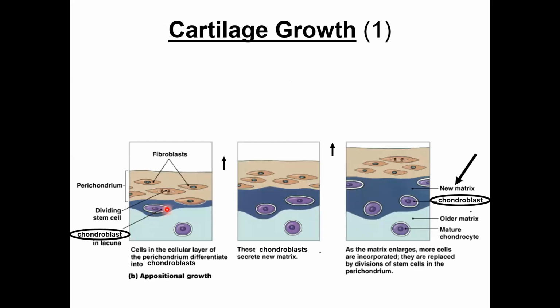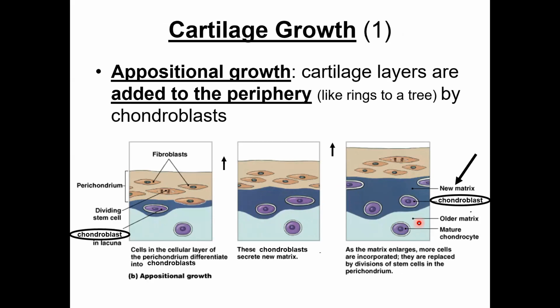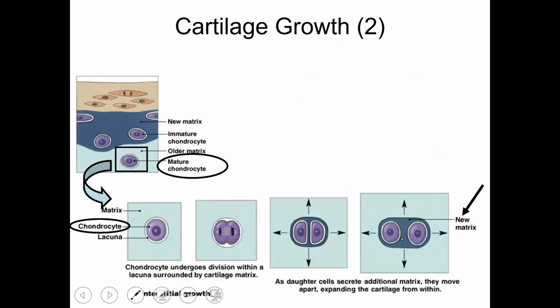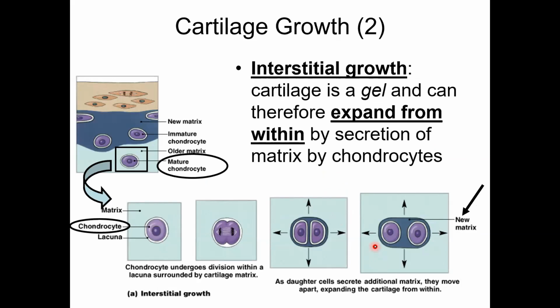So here are our chondroblasts, and you can see them laying down this new dark purple cartilage there. And as new cells get added out here, the older cells are here and they're trapped in the middle, and they're the chondrocytes. This is appositional growth. We're adding new rings around the outside. Cartilage can also grow from the inside out. Here we see mitosis of those chondrocytes, and it's adding new matrix and it's pushing out.